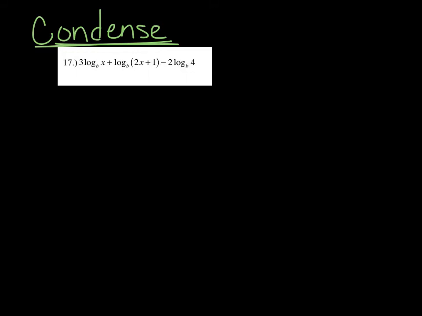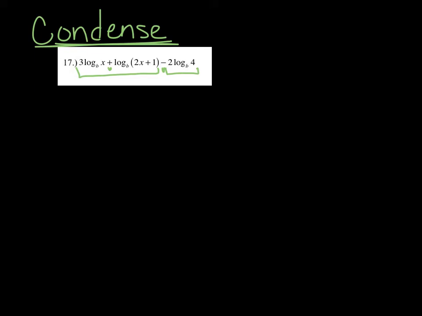I first look at my signs. So I say, okay, I see an addition and a subtraction. So I know that this is going to go in the bottom of my fraction. We're going to divide by that part. And these two logs are being added, so that's going to need to be a product. So when you're done here, you should only have one log out in front. It should be log base b of this now condensed expression.